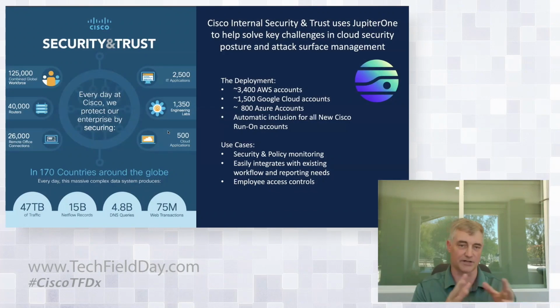Internally, we use it. Our security and trust org uses it. Here's some stats of how much they've deployed it. 170 countries around the globe. The use cases down in the right-hand corner there, security and policy monitoring. They have it integrated into their multiple workflows, into their playbooks, and they use it for our own employee access controls. So when I go in as an employee at Cisco, I can go and request an AWS account for my testing. When I get that account, it comes with this attached. I can't get rid of it. So they know, that when I go out of compliance, do something dumb, I get an alert. A lot of times it'll self-remediate.